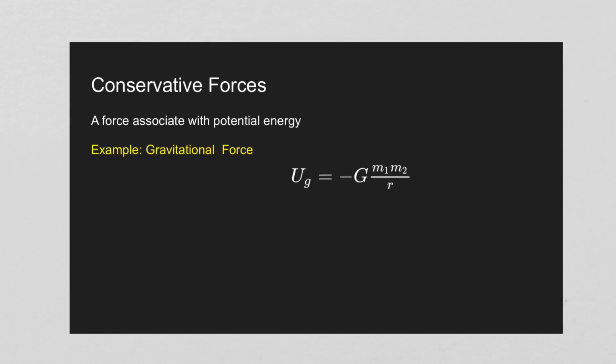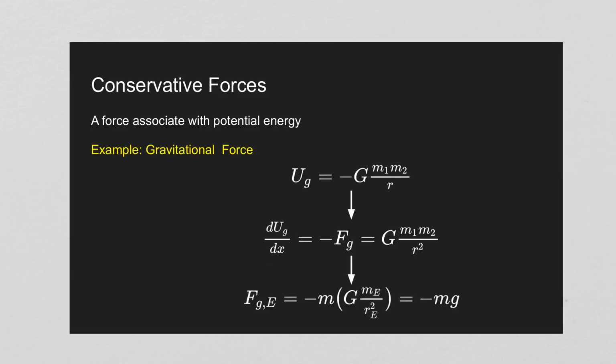We've talked a little bit about conservative forces, like this gravitational force. Conservative forces are just associated with potential energy. So we look at the potential energy of gravity, take its derivative with respect to x, which is position, and we get, oh look, the force of gravity is minus this term right here, which if you plug in the numbers for the mass of the Earth, you get minus mg, where the minus means things fall down, or towards the center of the Earth.